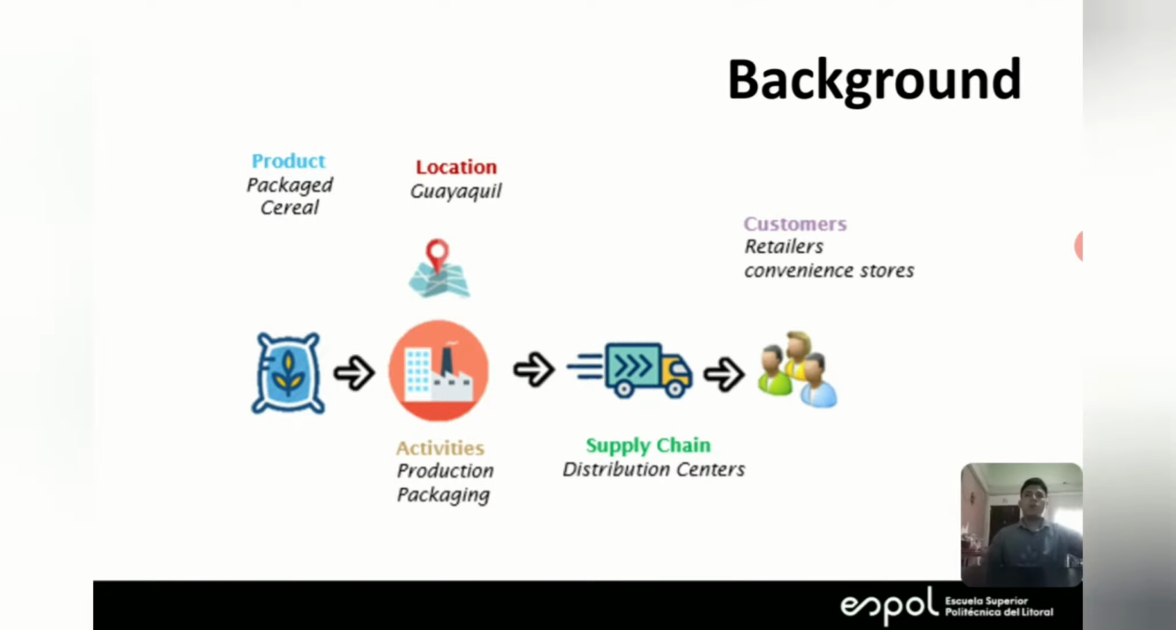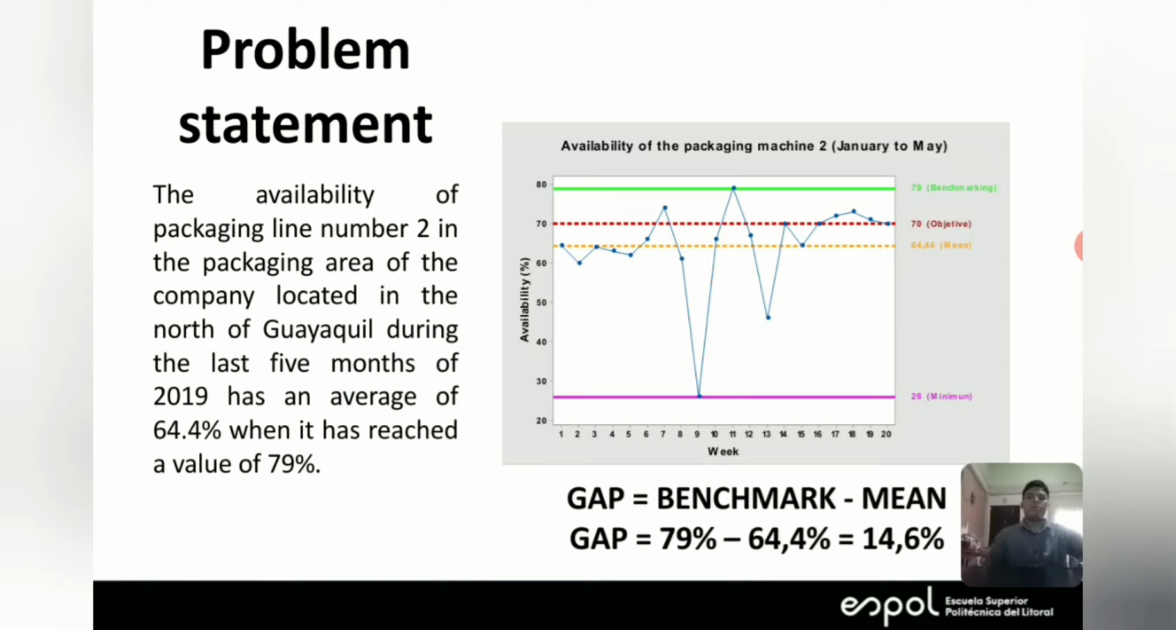Background: the company is a cereal producer. Its main activities are to manufacture, package and distribute food products. The company production area contains the cereal production area and the packaging area, where the packaging area consists of 4 packaging machines.